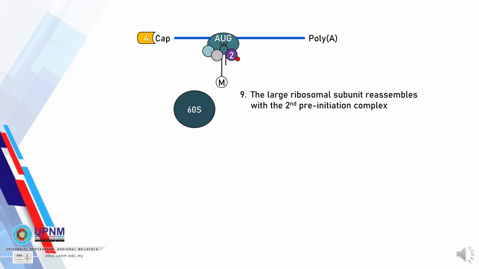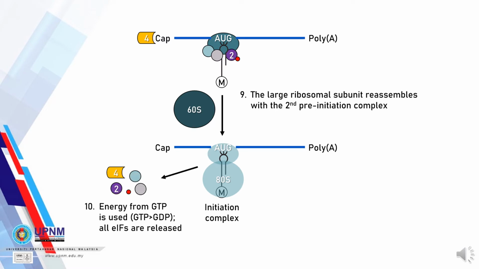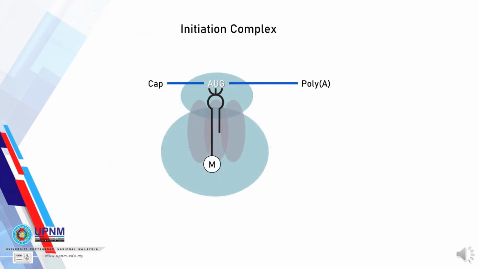Subsequently, the large ribosomal subunit 60S will reassemble with the second pre-initiation complex. Energy from GTP will be used up during this reassembly. The eukaryotic initiation factors as well as GDP will be released, and the initiation complex is formed. Within the ribosome of the initiation complex, there are three spaces for tRNA attachment, known as the acceptor or A site, peptidyl or P site, and exit or E site.